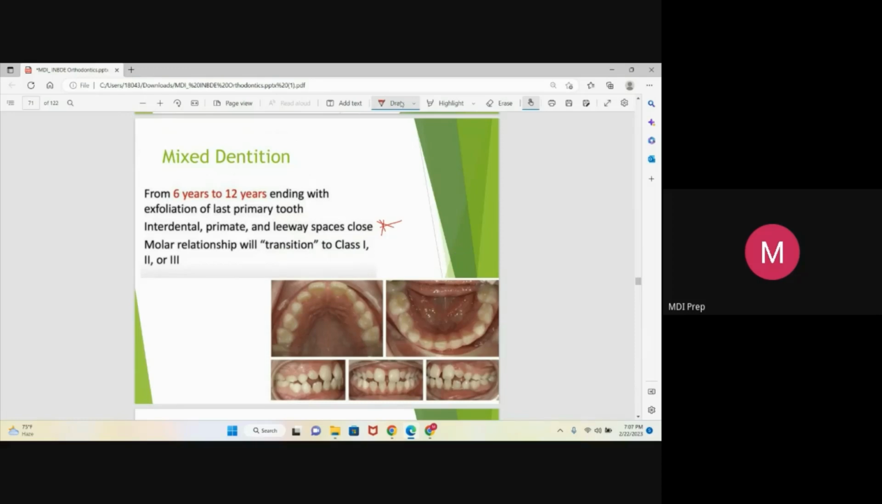We've already talked about our interdental spaces, which is great. We're also going to be talking about primate spaces and leeway spaces as well. And this time period is also going to be responsible for what kind of molar occlusion we develop in our permanent dentition. So are we class 1, class 2, or class 3? And that's all going to be based off of our primary dentition molar relationship.